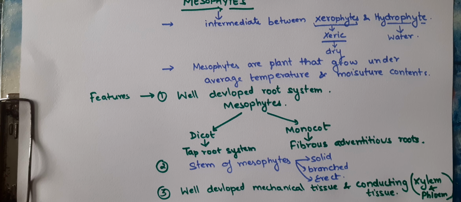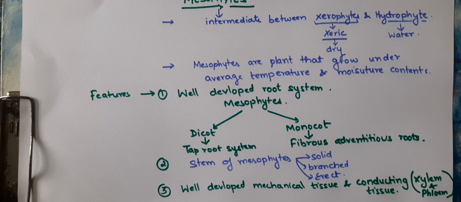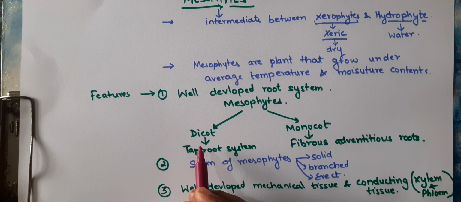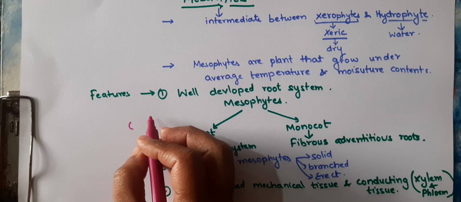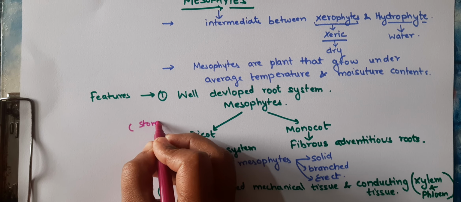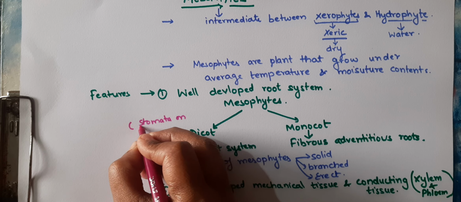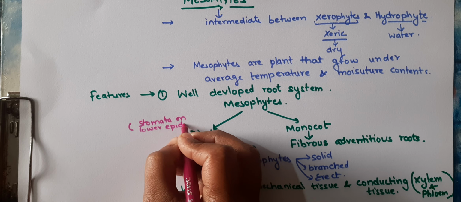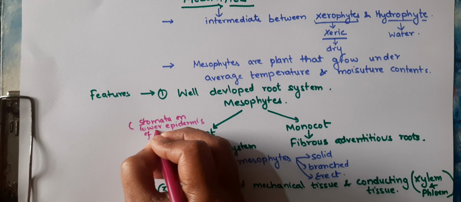I already told you that mesophytes are of two types, the dicot and the monocot. The dicots will have the stomata on the lower epidermis of leaves, okay.